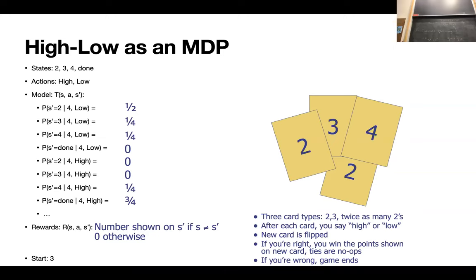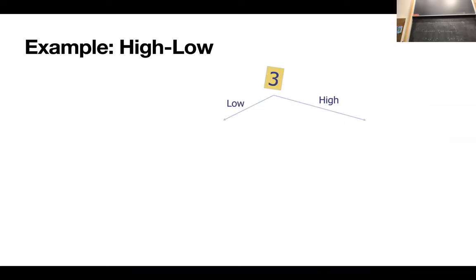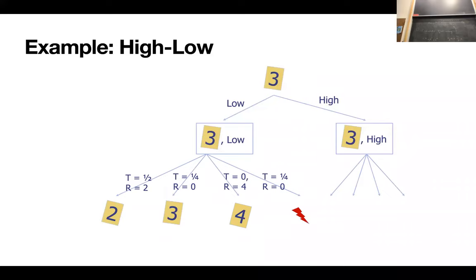You define the rewards, which are the number shown on the card that you draw. That's the reward function. And the start state. So this is how the tree looks. We start with a card of 3. We say either low or high. This is a state of 3, and then we chose low, and then we keep expanding further. With different probabilities, we end up in each of these 4 new states. Getting a 2 has a probability of a half, again, because it's twice as many. Getting a 3 has a probability of a quarter. Getting a 4 has a probability of 0 because you guess wrong and the game ends, so you'll never actually get a 4.